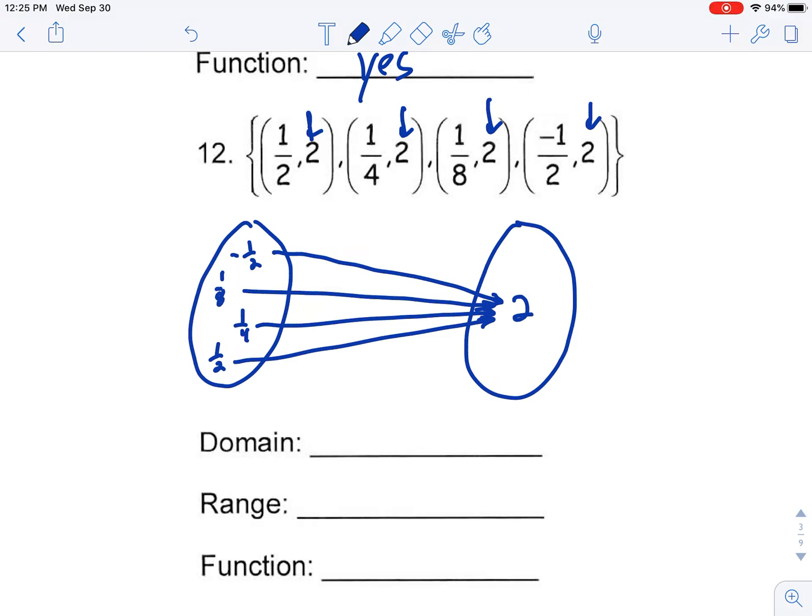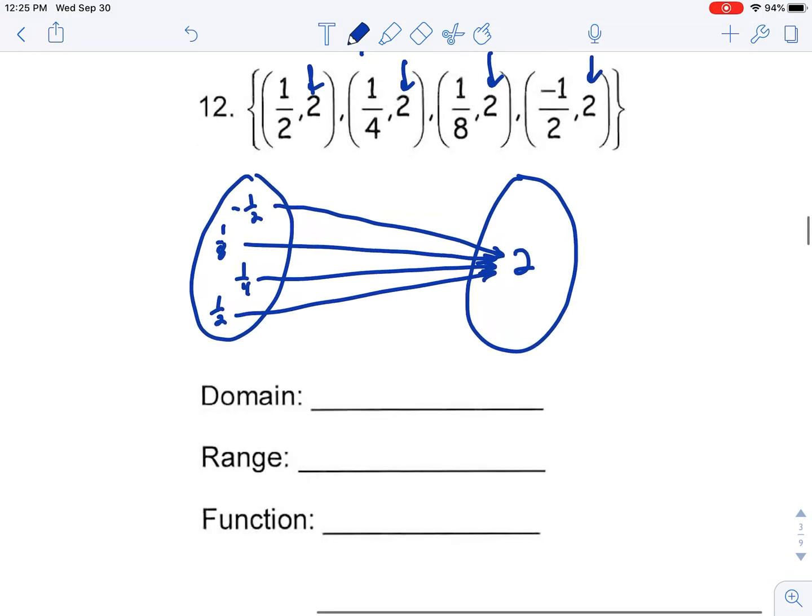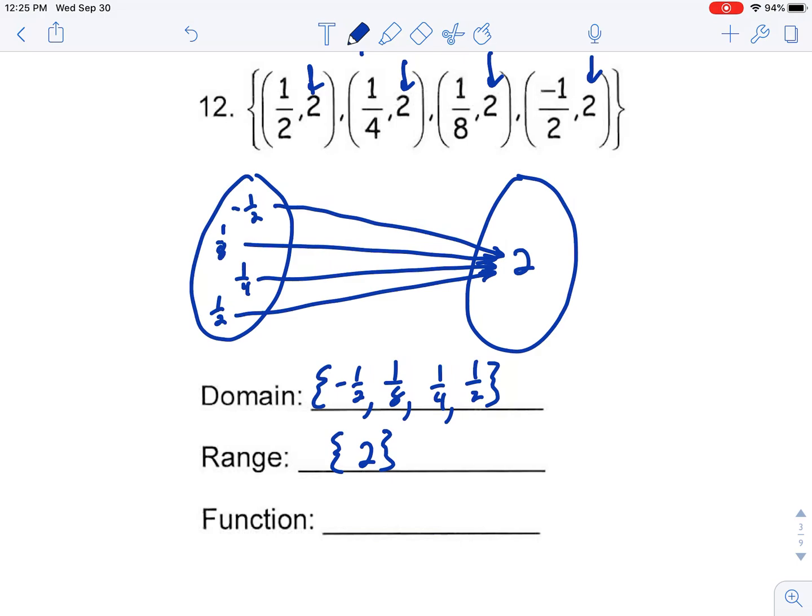And there it is. What is the domain? The domain is everything in the first bubble: -1/2, 1/8, 1/4, 1/2. The range is simply the number 2. And is this a function? Yes, it is, because each x value is only used one time.